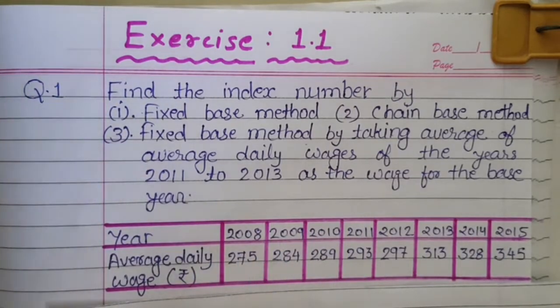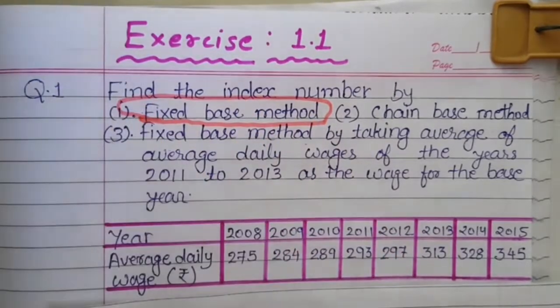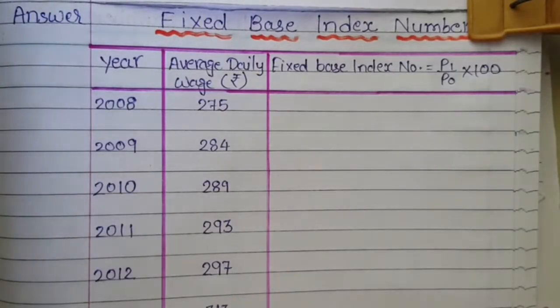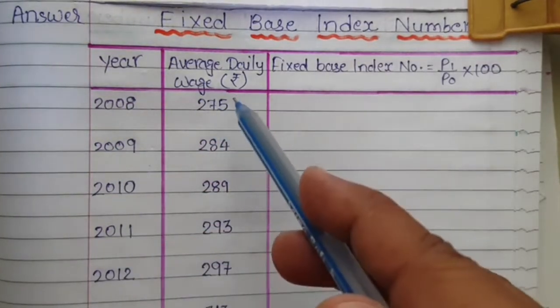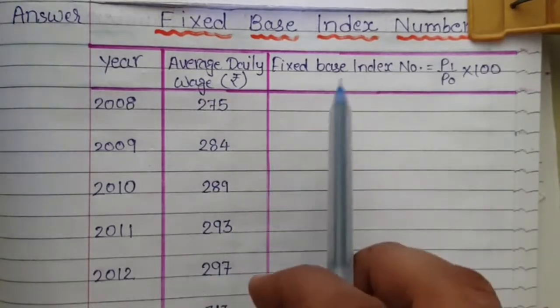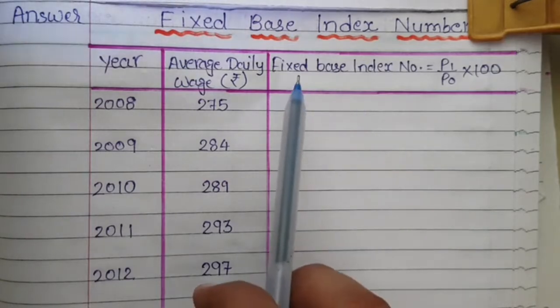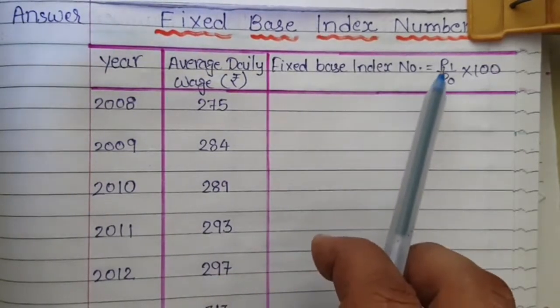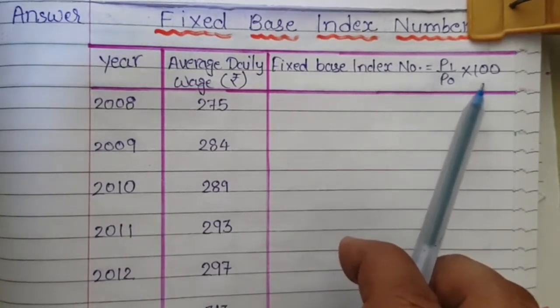First of all, I am going to solve the first question, fixed base method. For this, first of all, I will write this data in the following table. So friends, as per this, we will prepare a table in which in the first column we will write the years, in the second column we will write the average daily wages, and this is our calculation portion where we will show the calculation. For fixed base index number, we will write the formula P1 upon P0, meaning price of current year divided by price of base year, into 100.